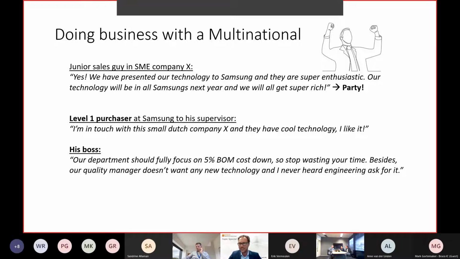Okay. And then internally, this is just, of course, pure anecdotal, but this first level purchaser at Samsung is also enthusiastic. He talked to this company in the Netherlands, and his boss says, "Yeah, that's all nice, but we have very different targets. Our target is 5% cost down on the bill of material, and I've never heard our quality manager talk about this, and never heard a question from engineering. So please stop wasting your time." So you get very different perceptions on both ends. How can you manage such things? So if you go to the next one.